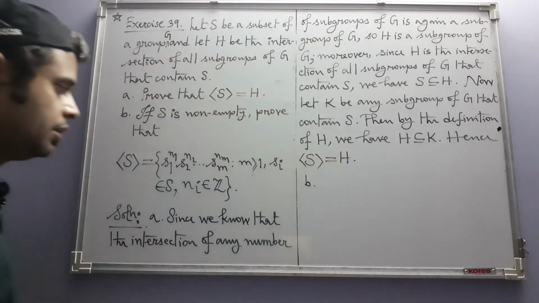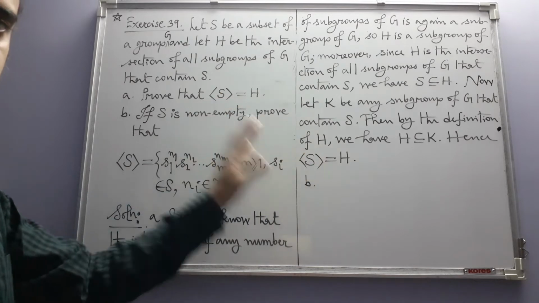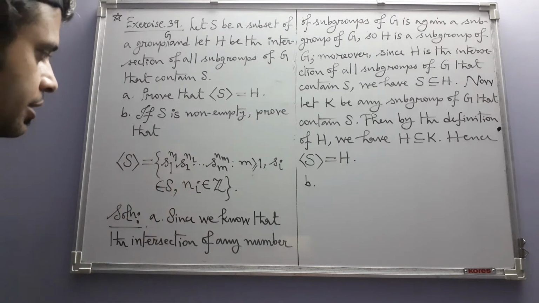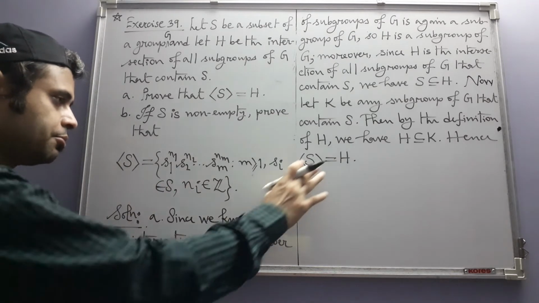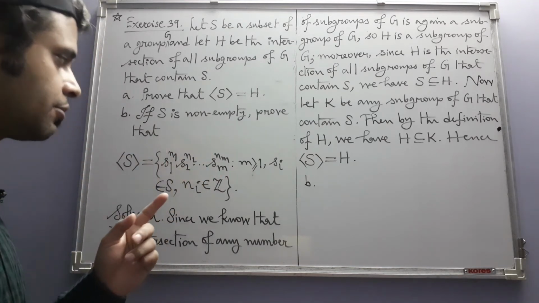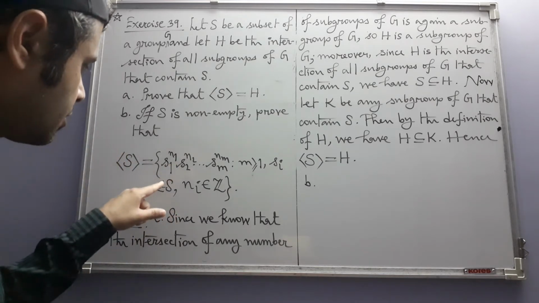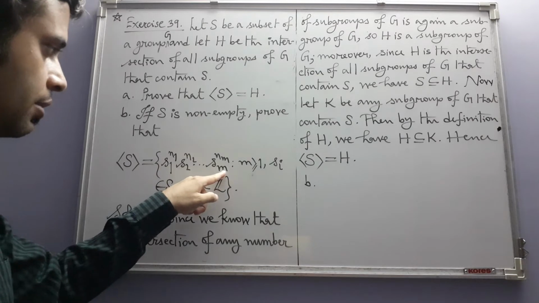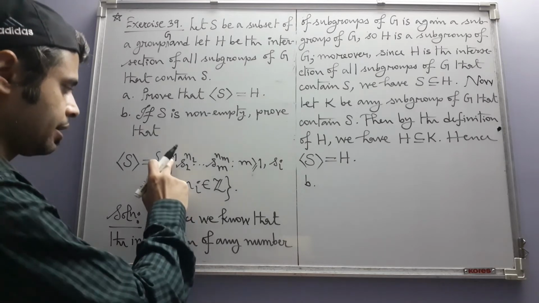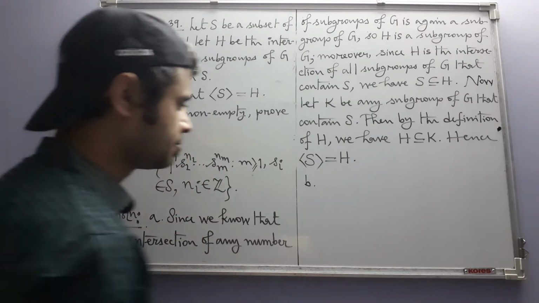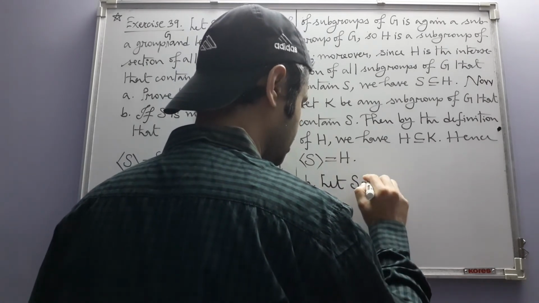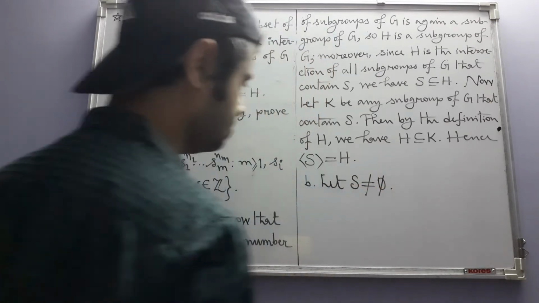Then in part B, we have to prove that if the set S is in particular non-empty, then this is true. That is, the subgroup H, its general element will look like this, which is a product of some integral powers of elements of S, where the number of factors in the product is any positive integer, and the exponents of course are any integers. So let S be non-empty.